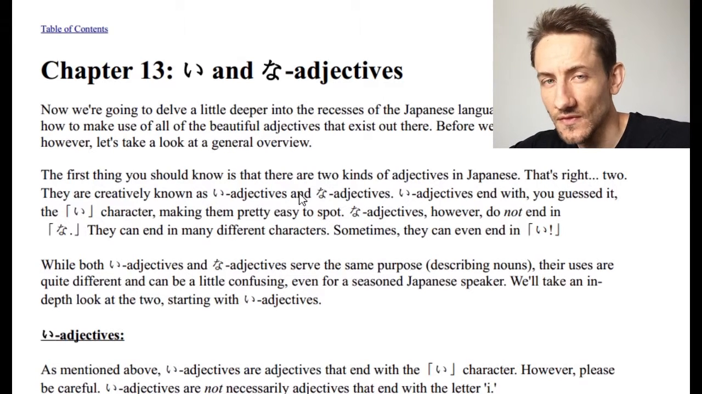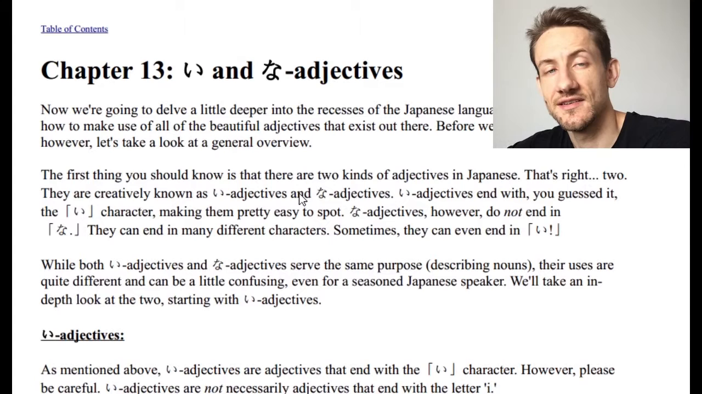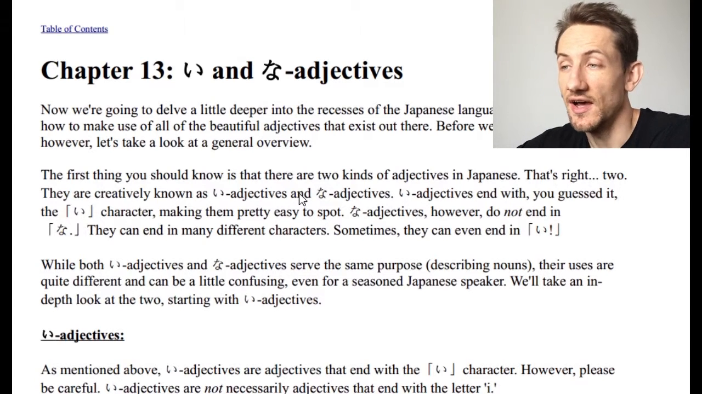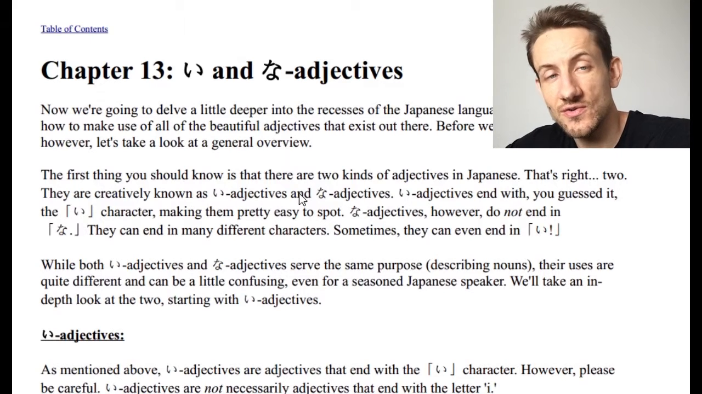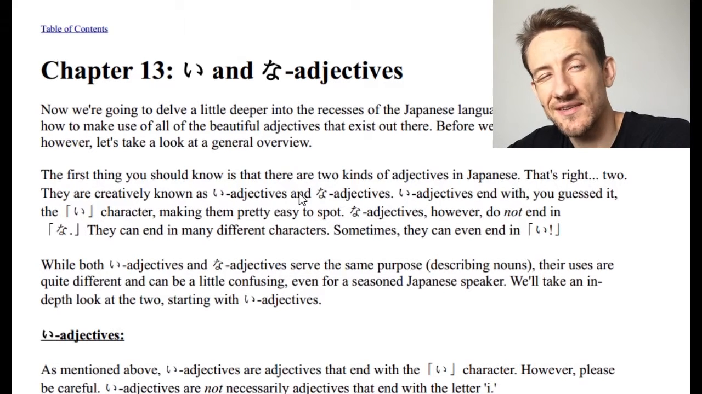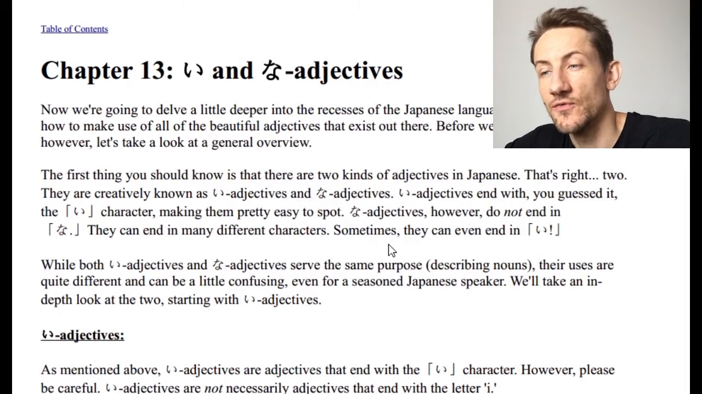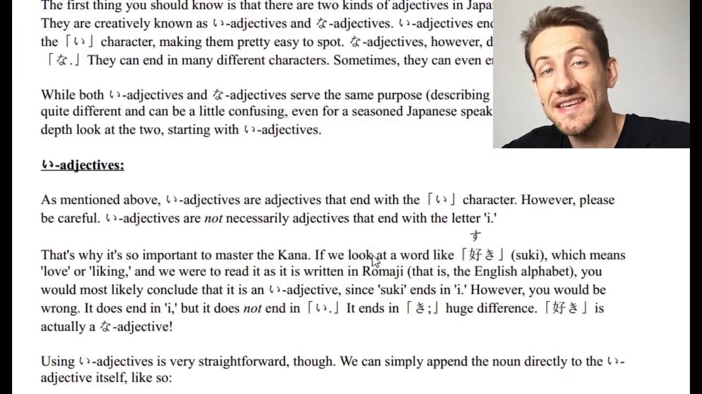Both i and na adjectives serve the exact same purpose, which is, of course, to describe a noun. But the way they're used is actually a little different, and for a beginner can be a little confusing. By the end of this chapter, hopefully you'll know the differences between the two and you'll be able to use them both correctly. First, we're going to take a look at our i-adjectives.